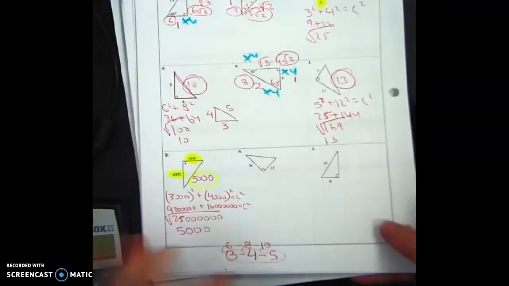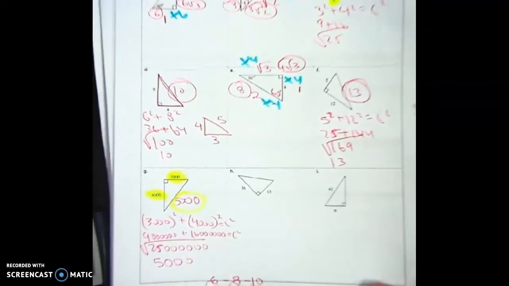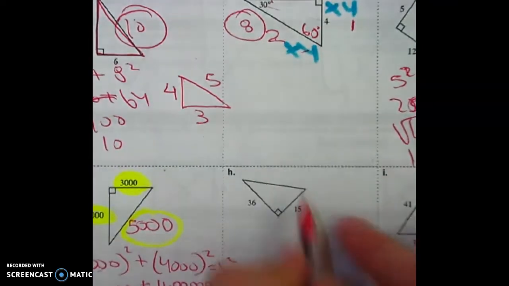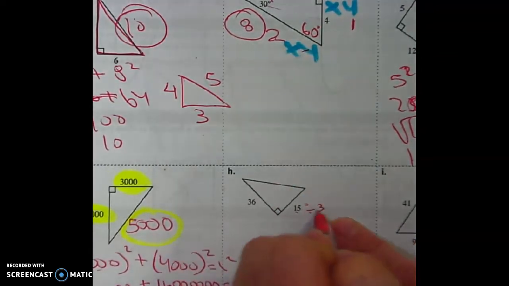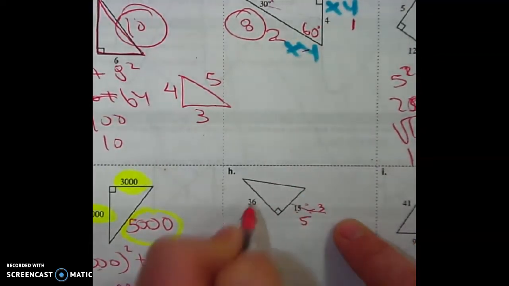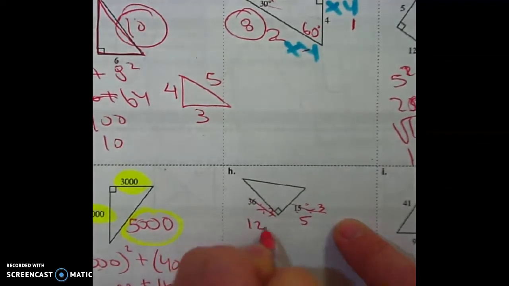So let's see if we can actually play that game. Let me zoom in. So if I look, both of these divide by 3. So if I divide that by 3, that's 5. If I divide that by 3, it's 12.